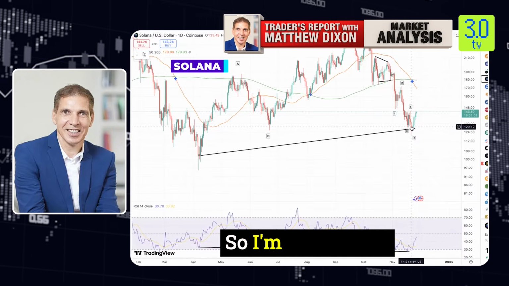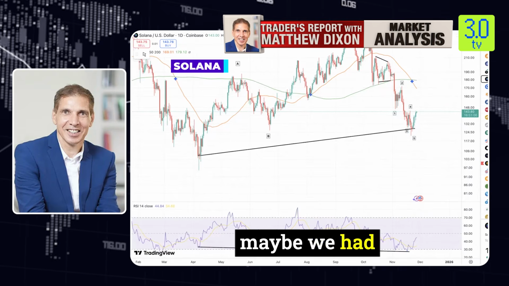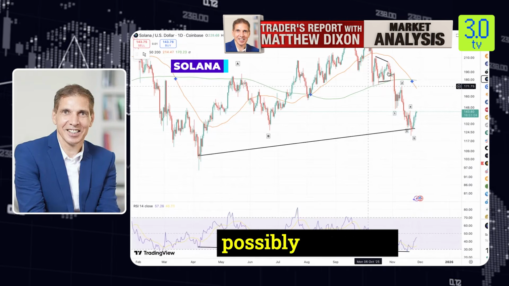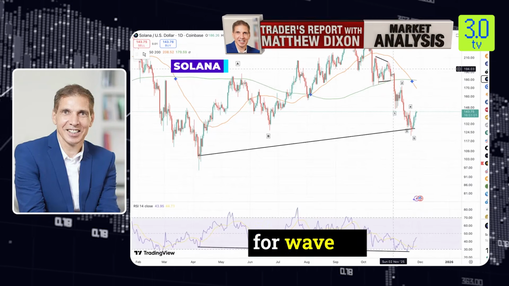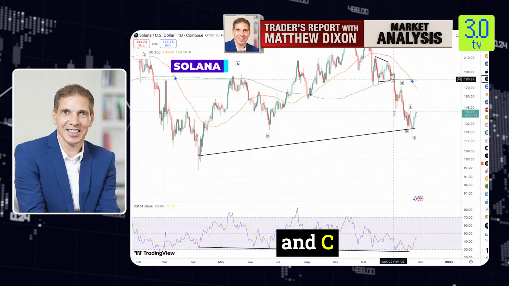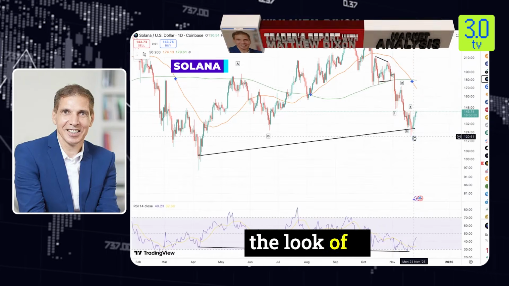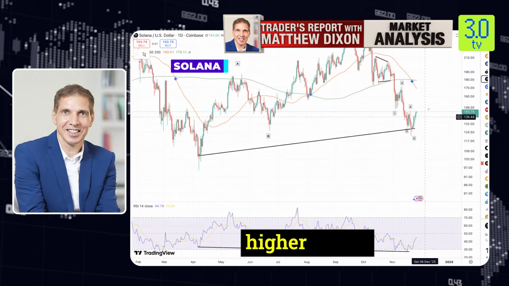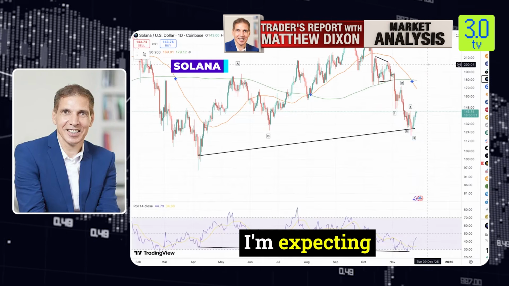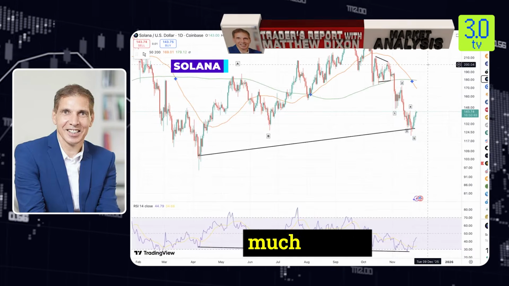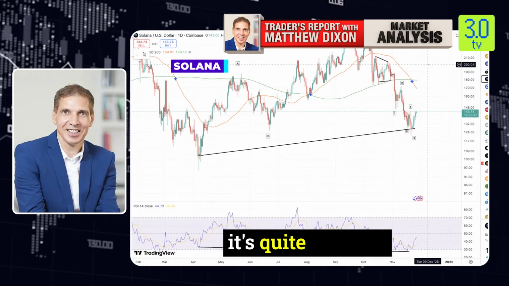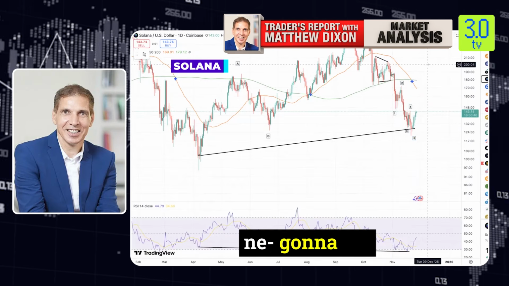So I'm reasonably confident once again, maybe we had 3 down, possibly a triangle here for wave B. So that'd be A, B, and C. The C is in 5 waves, possibly even an ending diagonal wave C here by the look of it, and then pushing higher nicely. So again, I'm expecting Solana to push much, much higher. Whether it makes new all-time highs, it's quite possible. I think we're going to get right up there anyway.